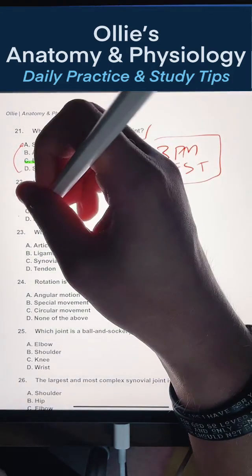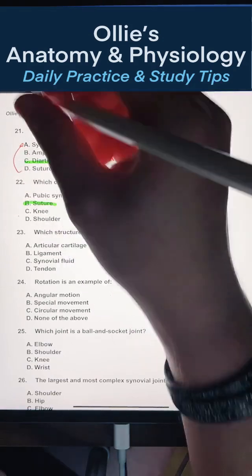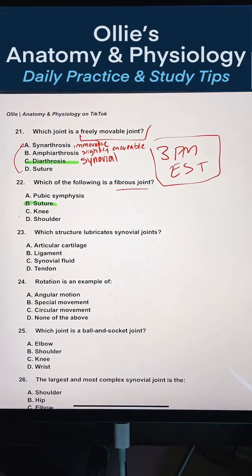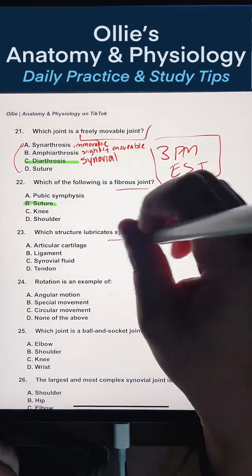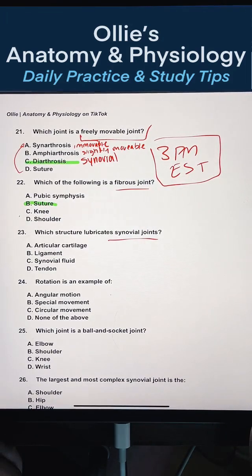The answer is B. It is a suture. So again, sutures connect the skull bones with fibrous tissue. You don't want them moving around. Obviously, they are immovable. Number 23, what structure lubricates the synovial joints? A, B, C, or D?